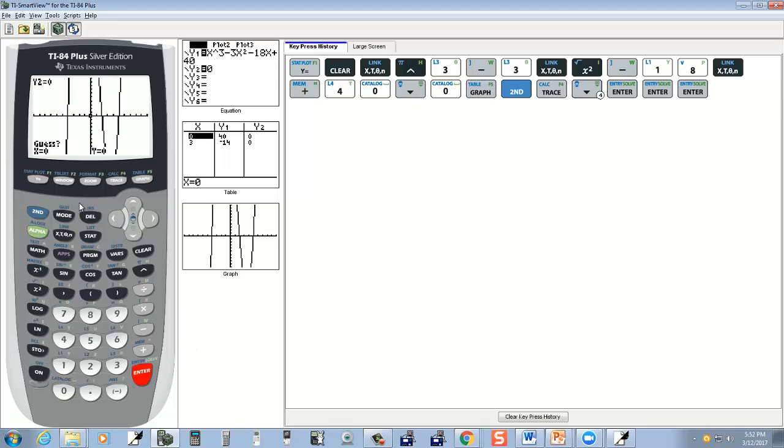Now when it comes up and asks us for the guess, we want to input an x value close to our answer. We think our answer is -4, so let's put a -5. And that should be the one in the very bottom row. So I do -5 and press enter. And that comes back and gives us our first answer, x equals -4.